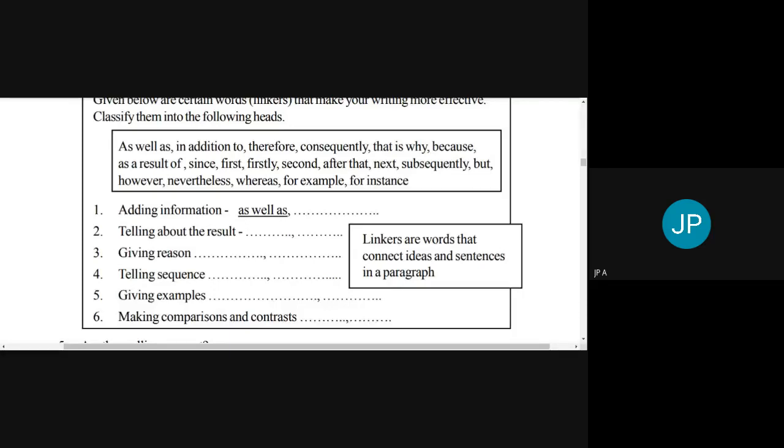Okay, the next one is giving reason. Giving reason is also very easy.